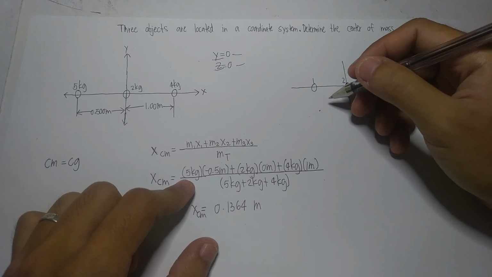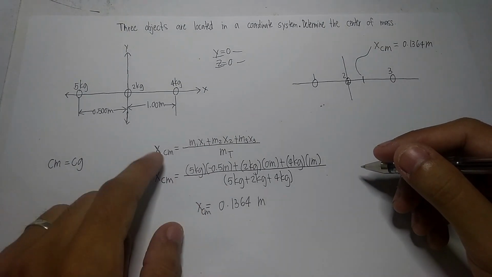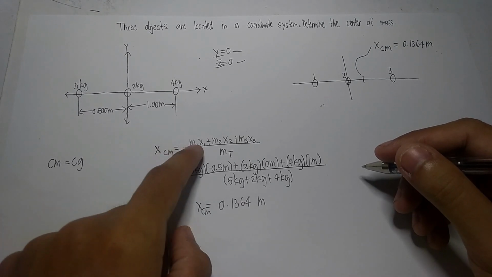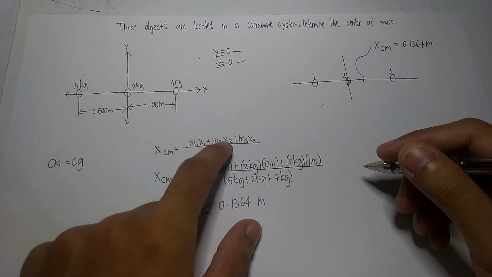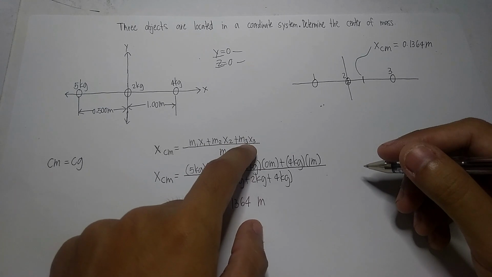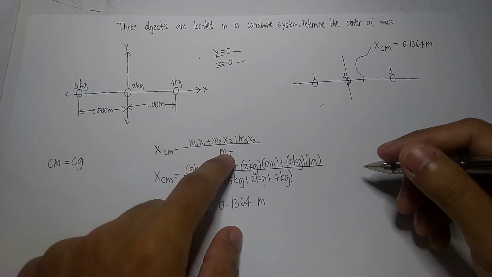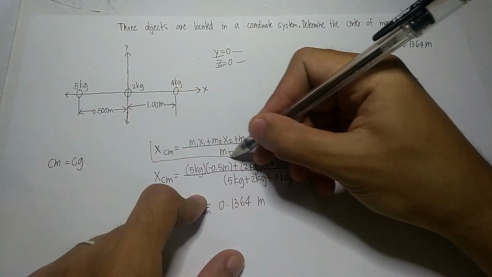That being stated, we will utilize this formula. The formula is x sub cm, or center of mass, equals m sub 1 multiplied by x sub 1, plus m sub 2 multiplied by x sub 2, plus m sub 3 multiplied by x sub 3, all over the total mass of the three objects. So this is the formula that we will use.